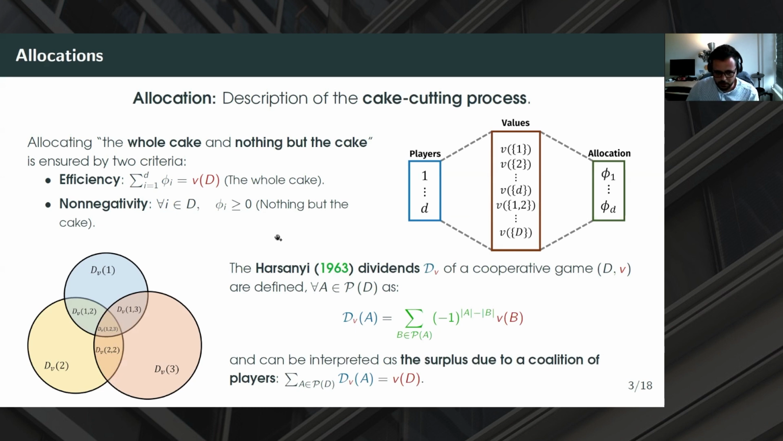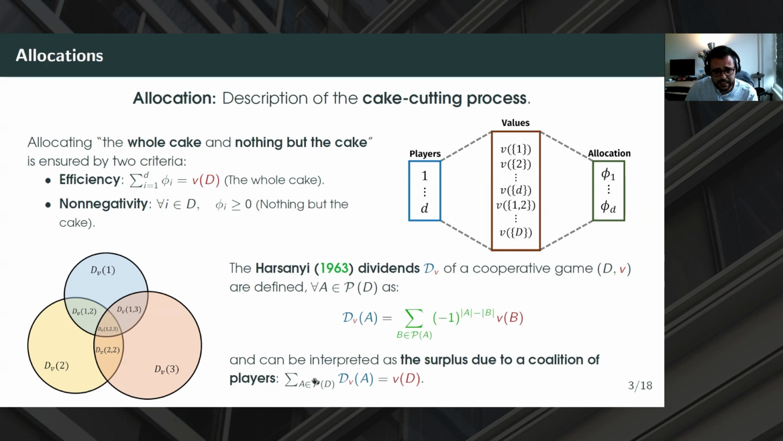So there's an interesting construct in cooperative game theory, which are known as the Harsanyi dividends. I'm not going to go into the details. The main thing that you need to keep in mind is that the Harsanyi dividends are in blue here. They're just some weird sum of the -1, which is always going to be in green, times the value for a coalition. And they can be interpreted as the surplus due to a coalition of players, the added value due to a coalition of players.